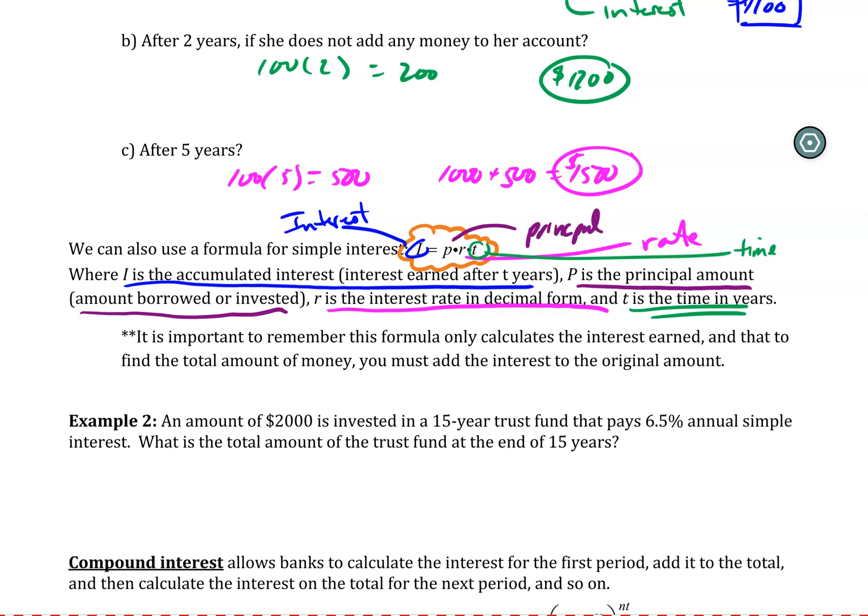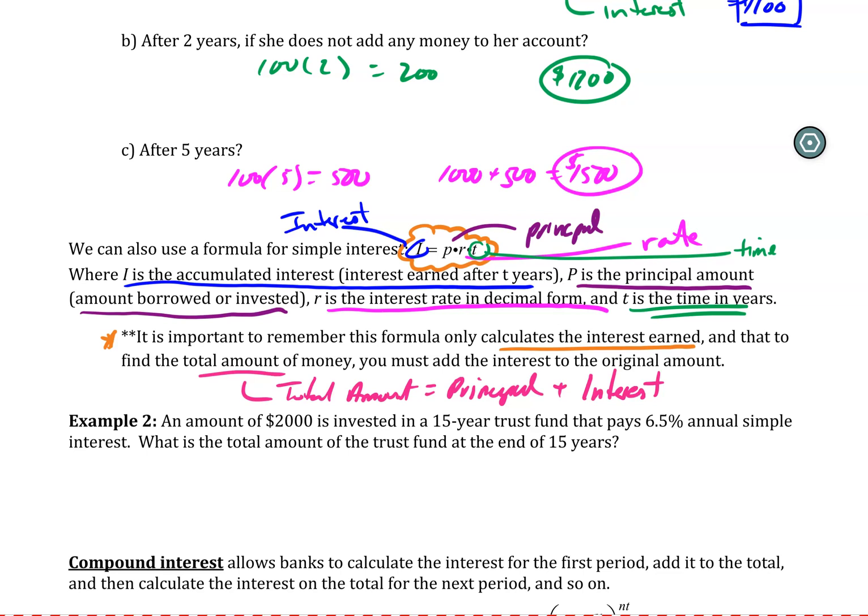A little thing to note is that this formula only calculates the interest earned. So if you want to find out how much you have, or the total amount, you have to go back and plug it in. Over here, your total amount equals your principal plus your interest. So you're going to have to take an extra step and go back, find out what the original value was, plus whatever you calculated the interest to be, and that'll give you what you have.